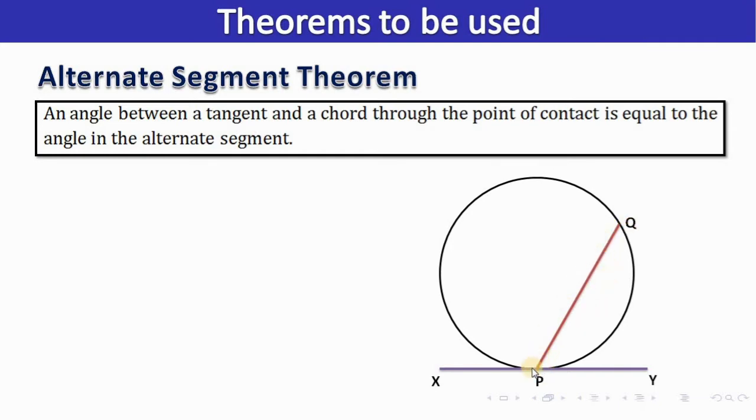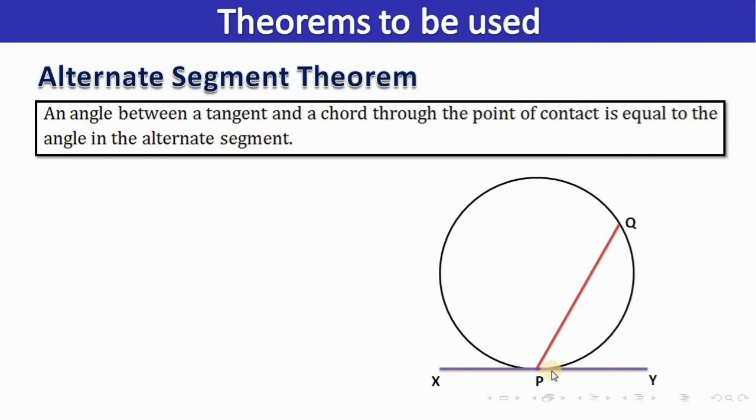Okay, now whenever you draw a chord, what happens is a chord divides the circle into two segments. The bigger area is called major segment and the smaller area is called minor segment. Okay, so that's why it is called alternate segment theorem. Now according to the statement, an angle between the tangent and a chord through the point of contact. So that means the angle between the tangent and the chord at the point of contact, that is this. Okay, so basically we are talking about this angle between the chord and the tangent, that is QPY. Okay, so this QPY will be equal to the angle in the alternate segment.